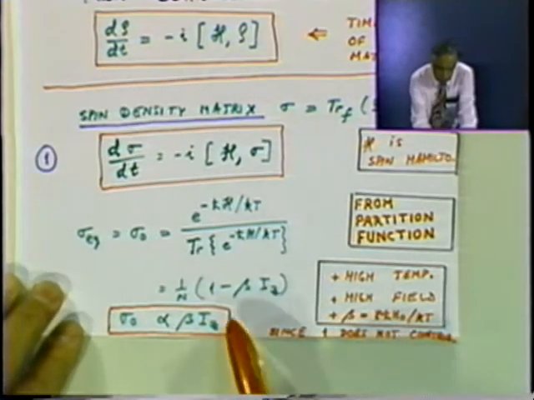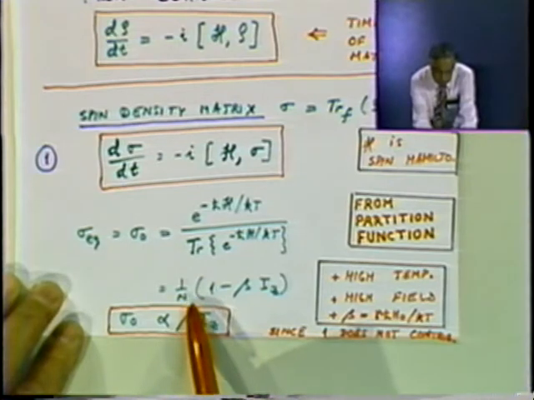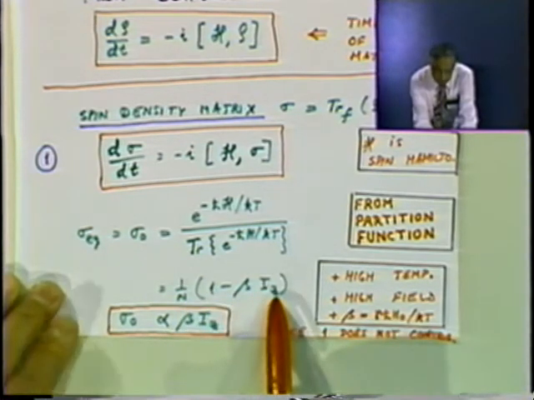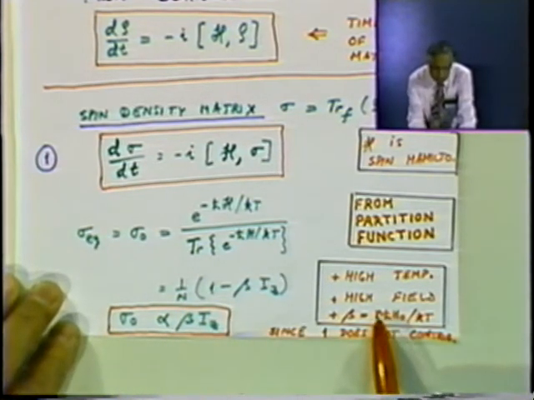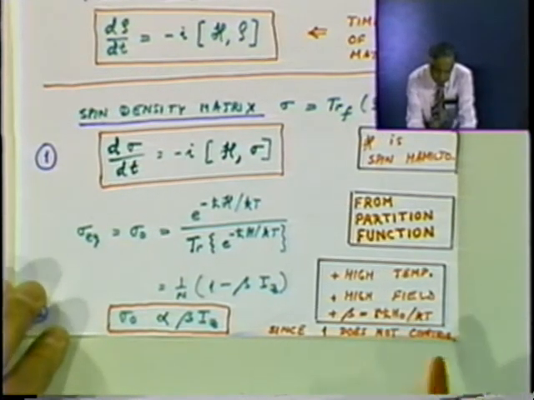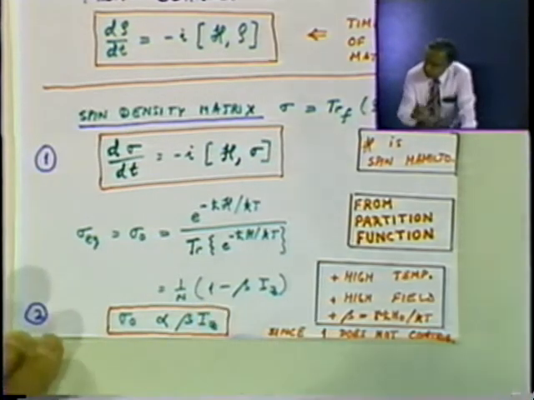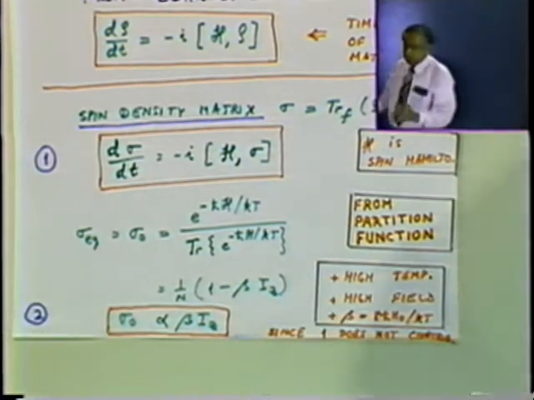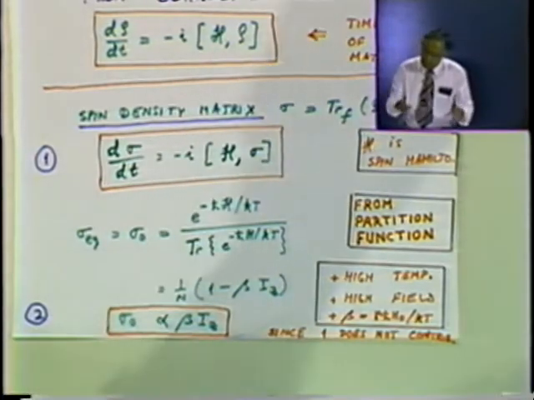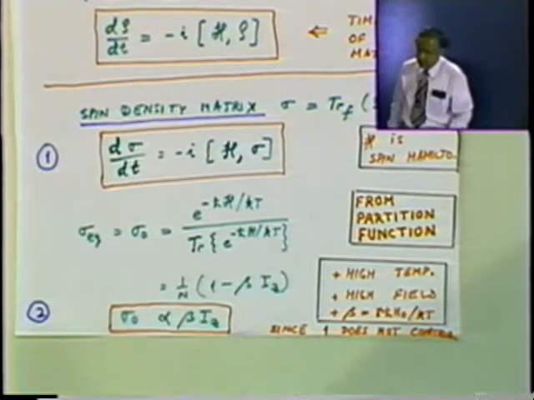And so the equilibrium density matrix is given by 1 minus beta Iz, where beta is gamma h cross H naught upon kT. This 1 never contributes to the trace. So if you want to take an expectation value of any operator, you will multiply sigma with that and take a trace, and this will always give you 0. Therefore, this 1 drops out.